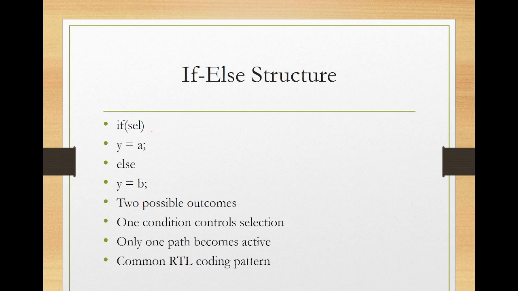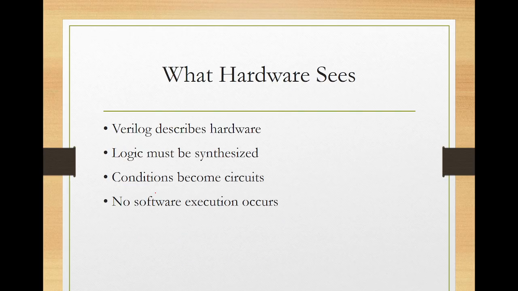Now let's expand it. If sel, y equals a, else y equals b. Very simple. If sel is 1, y equals a. If sel is 0, y equals b. Two choices, one decision, one output. Nothing unusual so far. But now comes the interesting part.